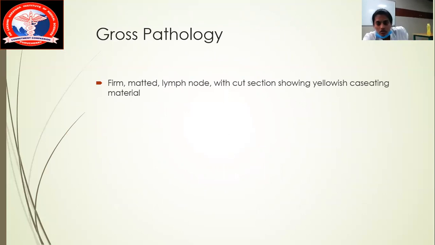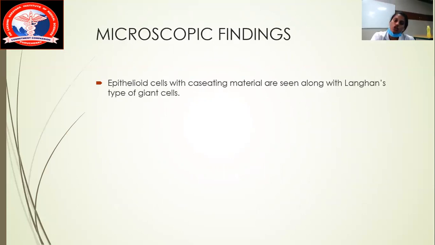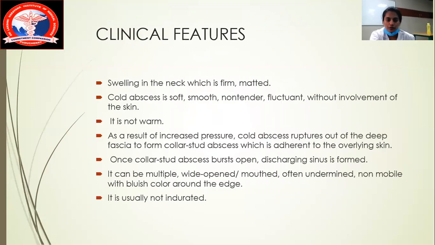So grossly, you're going to see the pathology. It is a firm matted lymph node, and the cut section will always show a yellow caseating necrosis. Microscopically, you can see epithelioid cells with caseating necrosis along with Langhans type giant cells. Okay, you can also see chronic granulomatous changes most probably in this kind of scenario.